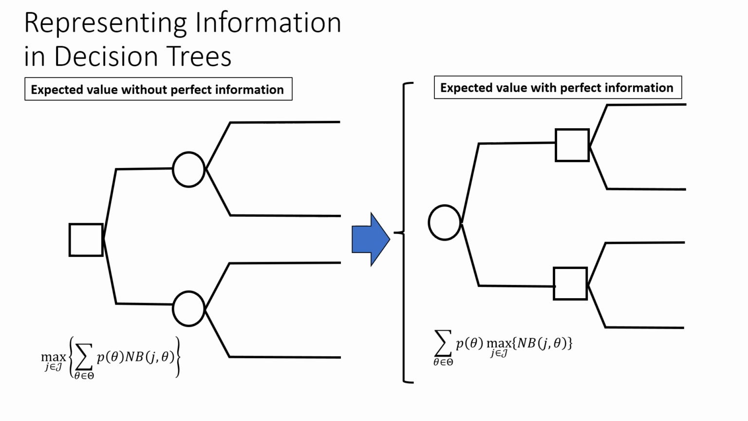When we're talking about this with reference to the value with perfect information, this is a case where we take our chance node and pull it to the back, and then make a choice after observing each state of nature. This is what we call the expected value with perfect information.